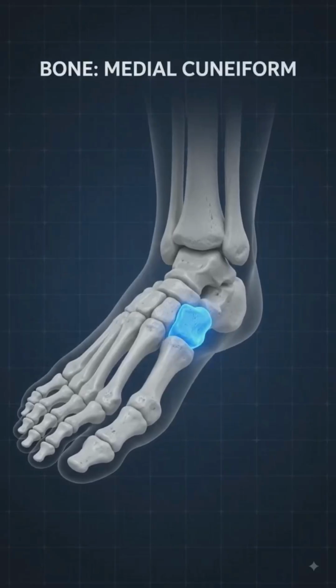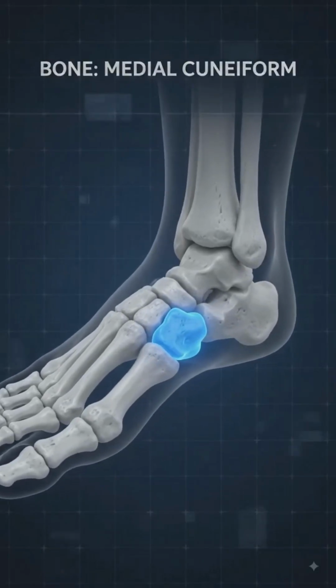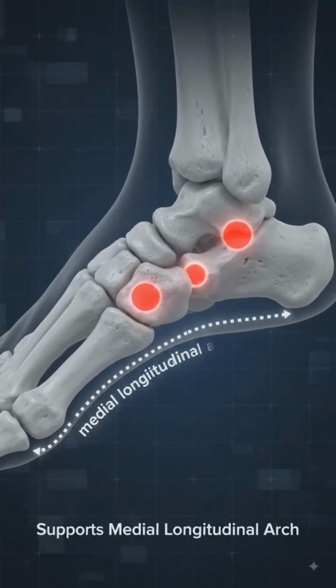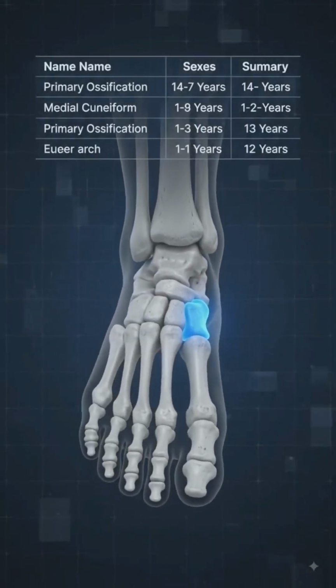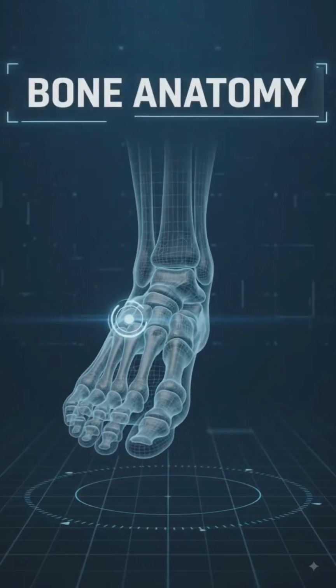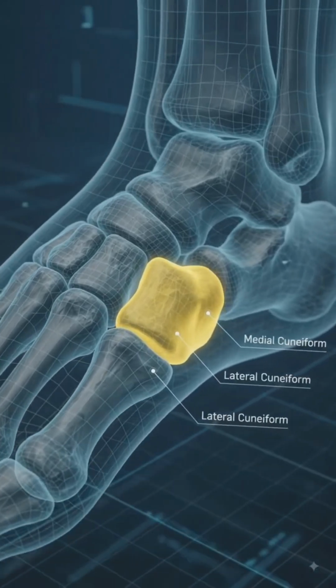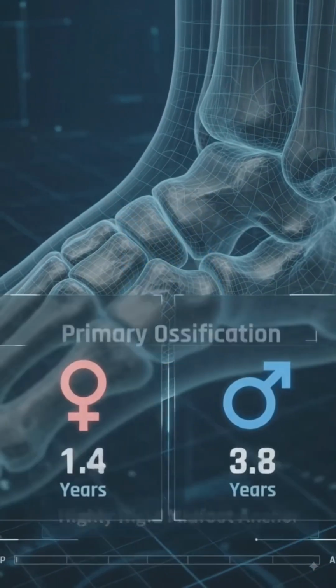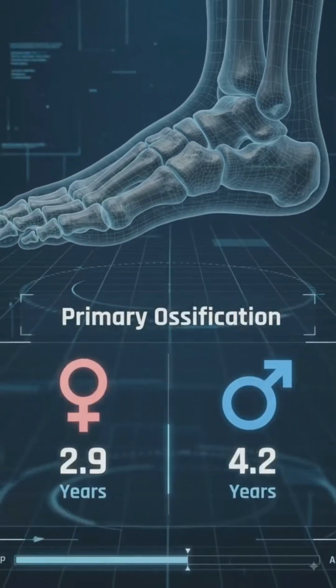The medial cuneiform is a key bone in the human foot. In females, ossification occurs around 9 years. For males, it takes about 4 years. It supports the arch and can develop from 2 centers. Let's explore the intermediate cuneiform. It's wedged between the medial and lateral cuneiforms. It serves as a highly rigid midfoot anchor. In females, ossification begins around 2 to 9 years.